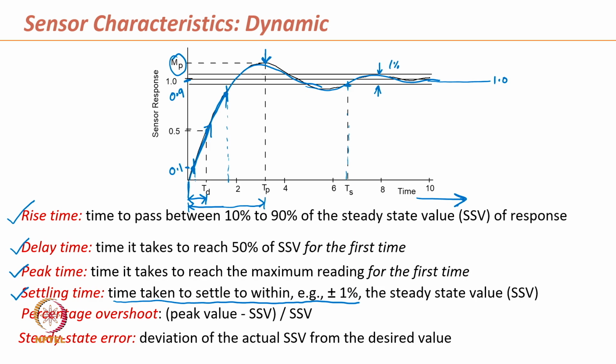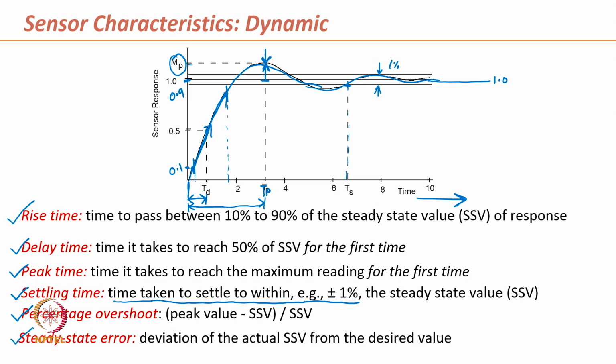The percentage overshoot is how much the output overshoots above the steady state value. The steady state value is 1, and the percentage overshoot is how much, in percentage, this output overshoots above this value of 1. So, this is again MP, the peak, and this is TP, which is the peak time. This is the percentage overshoot, how much the output overshoots above the steady state value.